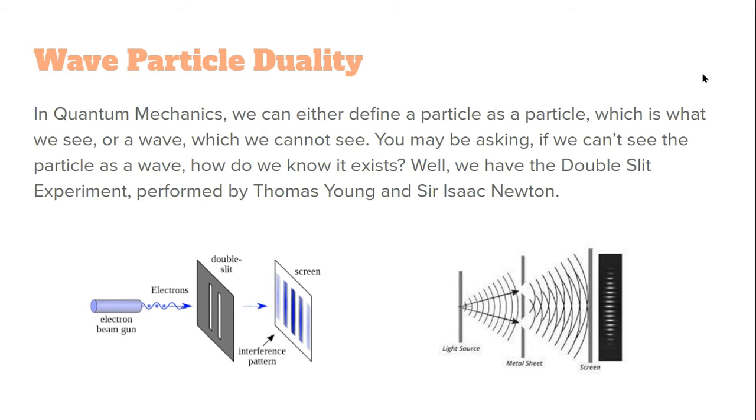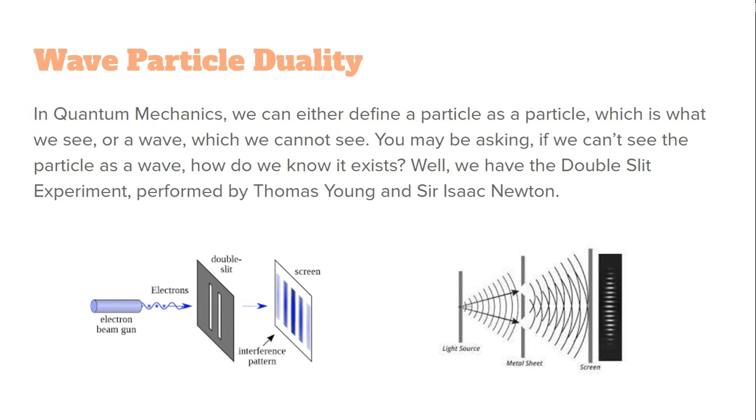We can also see a wave as a particle or a wave, which I'll explain later. So you may be asking, if we can't see the particle as a wave, how do we know it exists? How do we know waves exist? Well, we have the double slit experiment performed by Thomas Young and Sir Isaac Newton. By the way, if you're wondering, Isaac Newton got knighted by the King and Queen of England at that time, which is why we call him Sir Isaac Newton, not just Isaac Newton. So just a little fact.